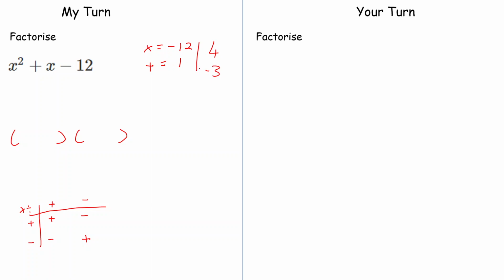Well, 4 times negative 3. We're timesing one positive with one negative, so you get a negative answer, so minus 12, which is really, really good. And what's 4 add minus 3?